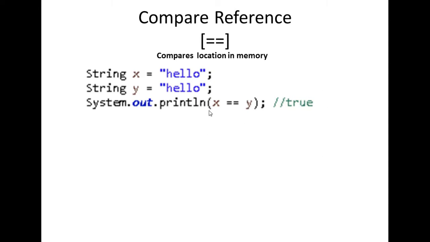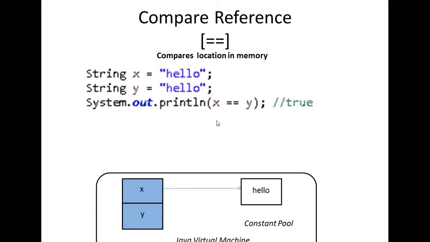Now the reason we're getting true is not because of the content inside each one of these variables, but it's based on the location in memory. So to make this a little bit more clear, let me show you a picture.